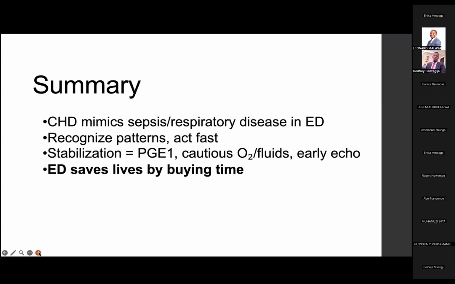So the summary is that congenital heart disease mimics sepsis and respiratory disease in the ED. It's about recognizing patterns, and you need to recognize the pattern, and you need to act fast. Stabilization is by prostaglandin E1, cautious oxygen and fluid, and early echo. ED saves lives by buying time. So we are the bridge. If we don't provide a good support of bridge, then our patients will never make it to cardiothoracic surgery.